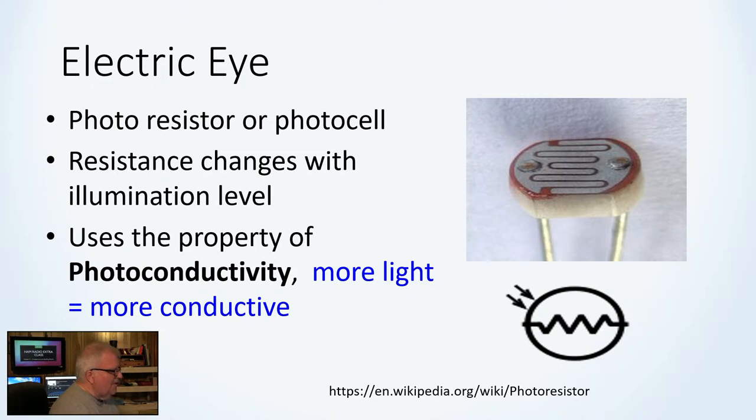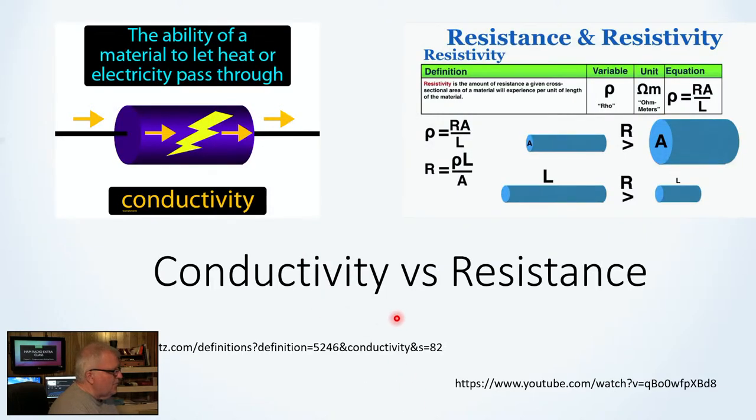Electric eyes are photoresistors or photocells, and the resistance changes with the illumination level. It uses a property called photoconductivity. More light equals more conductive. And I just want to emphasize this because people get it backwards. I get it backwards. Conductivity versus resistance. Conductivity is how conductive, or how easily you can get current to flow through the material. Resistance is how much the material blocks it. So when conductivity goes up, resistance goes down. When resistance goes up, conductivity goes down. They're the inverse of each other.